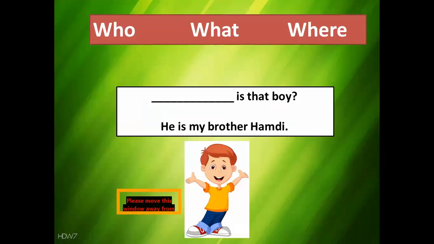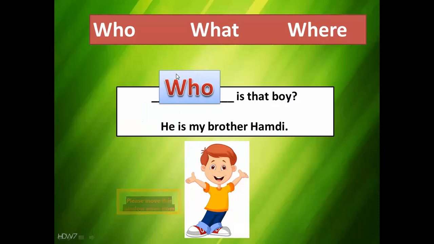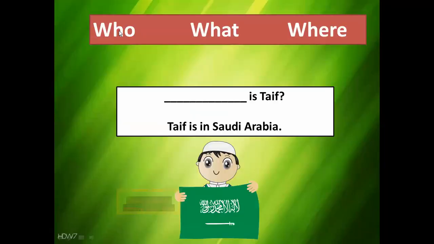Okay, activity time. Dash is that boy. What are we going to use? No, we are going to use who. Who is that boy? He is my brother Hamdi. Why do we use who? Because we are talking about a person. So we are going to use who. Next.